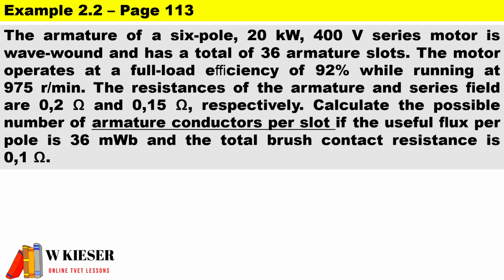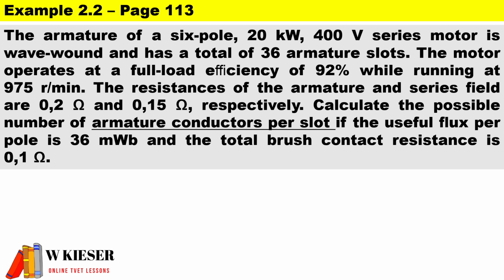Example 2.2 comes from our textbook and reads as follows. The armature of a 6-pole, 20 kilowatt, 400 volt series motor is wave wound and has a total of 36 armature slots. The motor operates at a full load efficiency of 92% while running at 975 revs per minute. The resistances of the armature and series field are 0.2 ohms and 0.15 ohms respectively. Calculate the possible number of armature conductors per slot if the useful flux per pole is 36 milliweber and the total brush contact resistance is 0.1 ohms.